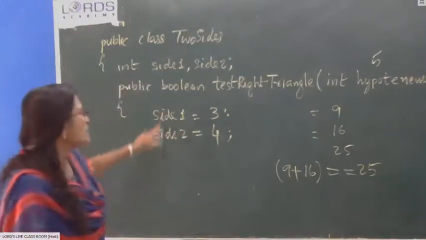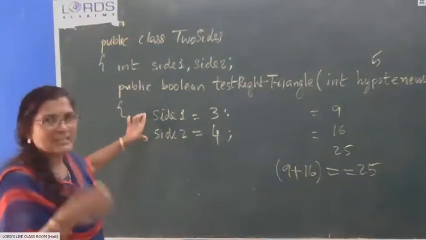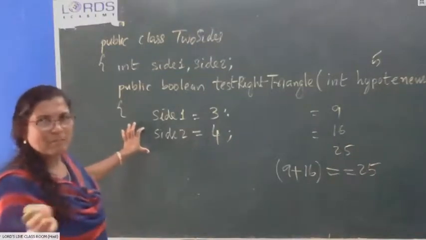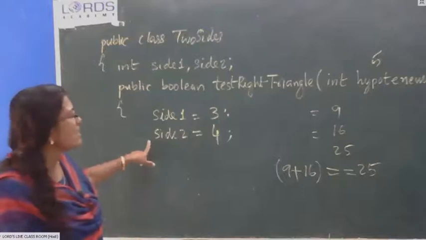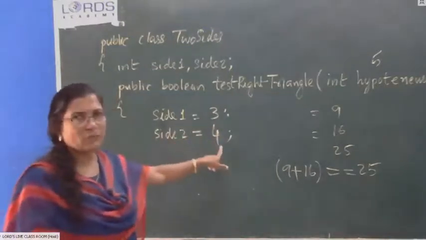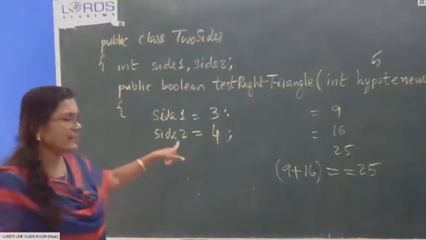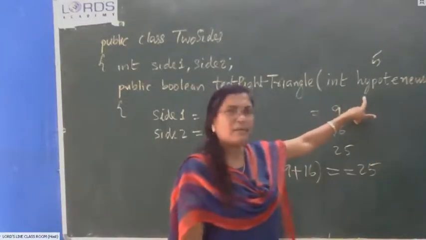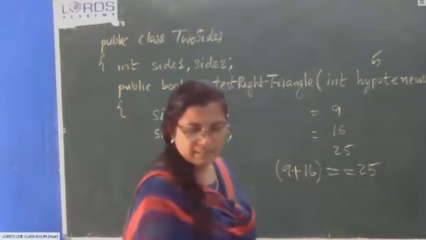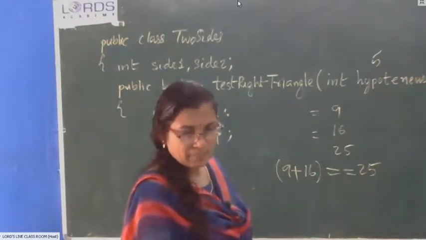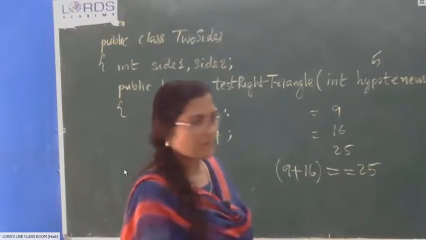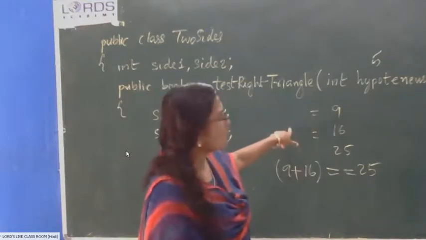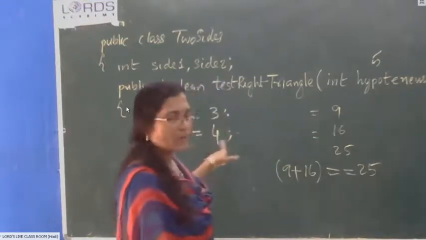So these 2 statements you have to write inside the method. You have to assign a value to side 1 and side 2. You can assign any value. So for the time being, I included the statement to assign the value 3 to side 1 and 4 to side 2. And for hypotenuse, when I invoked the method, I passed the value 5. The next statement written in your textbook in that program is side 1 square, 3 into 3, 9. Next statement is side 2 square, 4 into 4, 16.